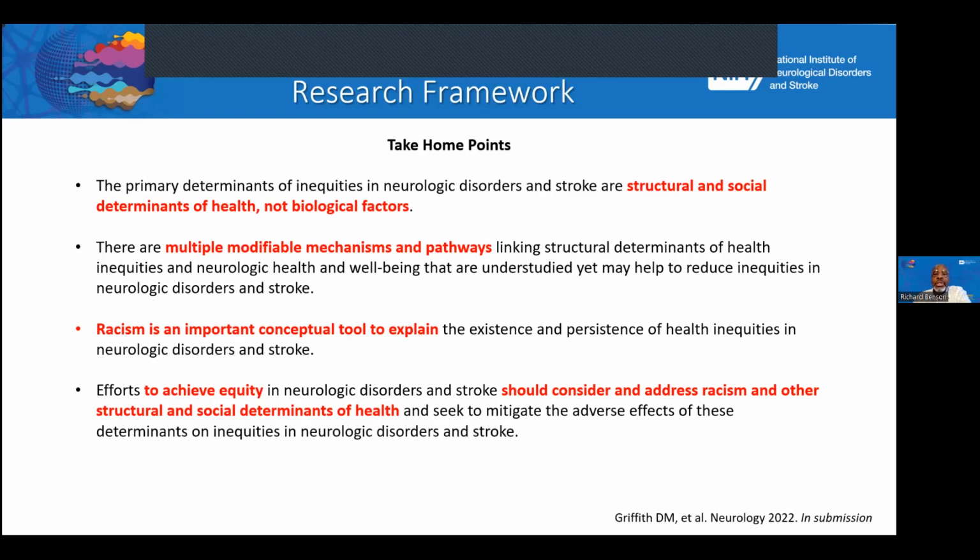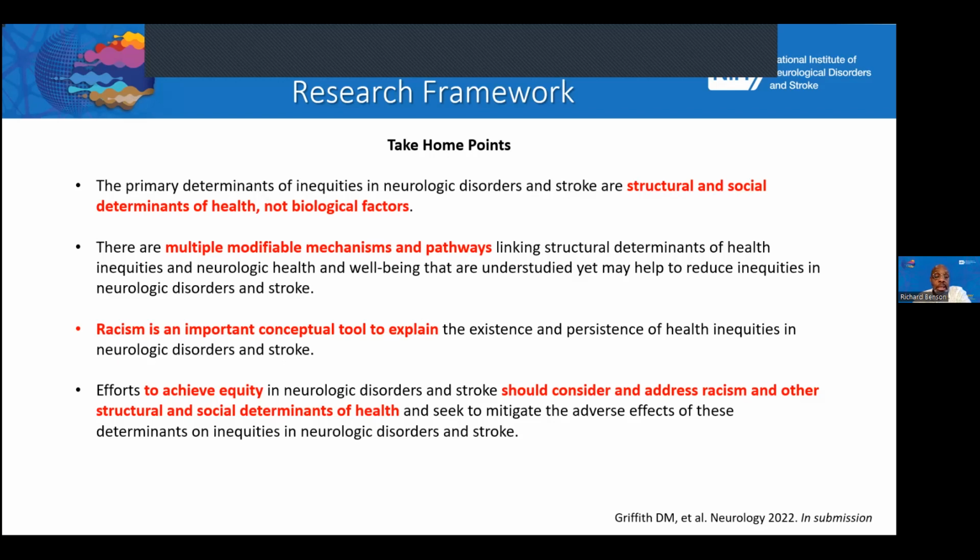Historically, a lot of research focused on looking at biologic differences to explain some of the disparities that we see in neurological disorders, particularly like stroke. But what we now know is that these structural and social determinants are very important, and more important, and that there are multiple modifiable mechanisms and pathways linking these factors with these negative neurological outcomes.